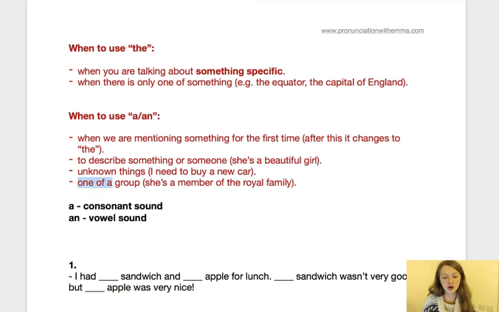Or one of a group. She's a member of the royal family. So the royal family, we're talking about a specific family in this case in England. It's not just a family. If it's just a family, it's any family in general, not specific. Here we want to be specific. It's the royal family, no other family.